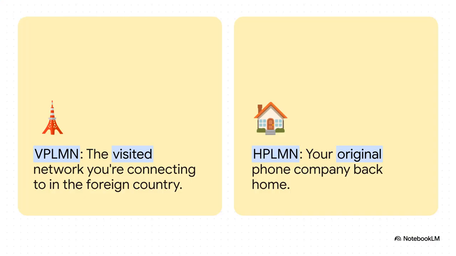Okay, so first things first, let's meet the two main characters in this whole story. You've got the VPLMN, which is the Visited Public Land Mobile Network. Just think of it as the local network you're using in, say, Japan. Then you have the HPLMN, your home network. That's your phone company back home, maybe in Taiwan. That's it. Every single thing that happens when you're roaming is basically a conversation between these two.